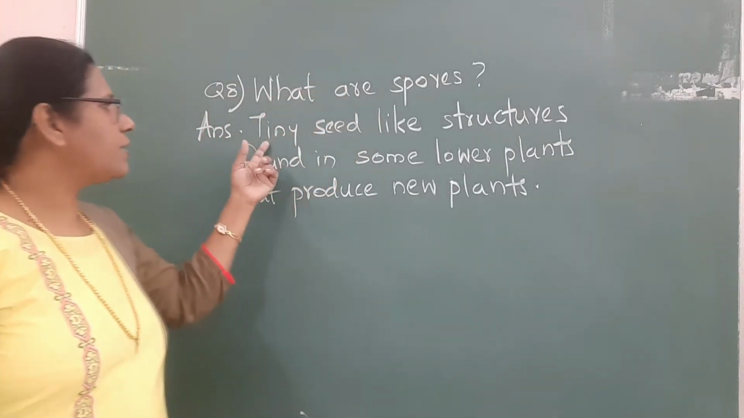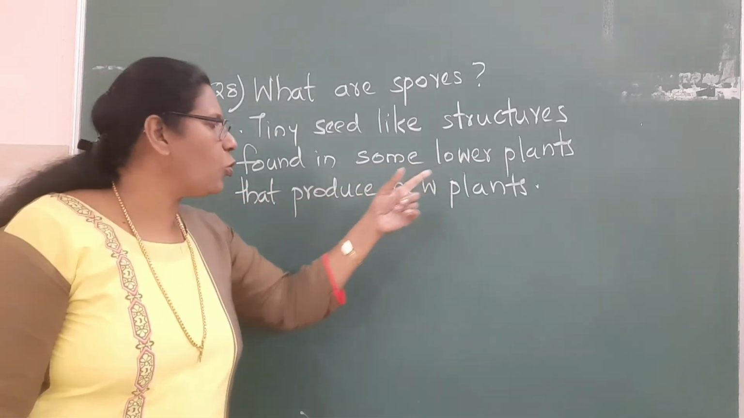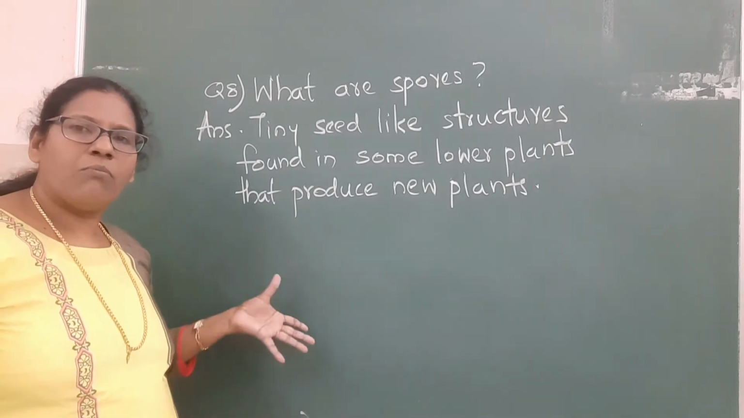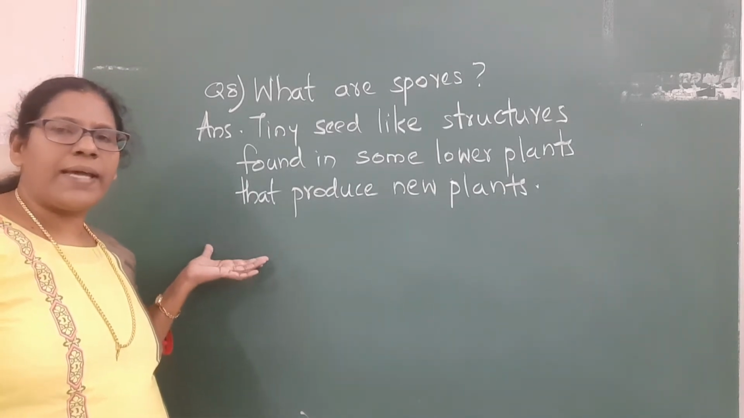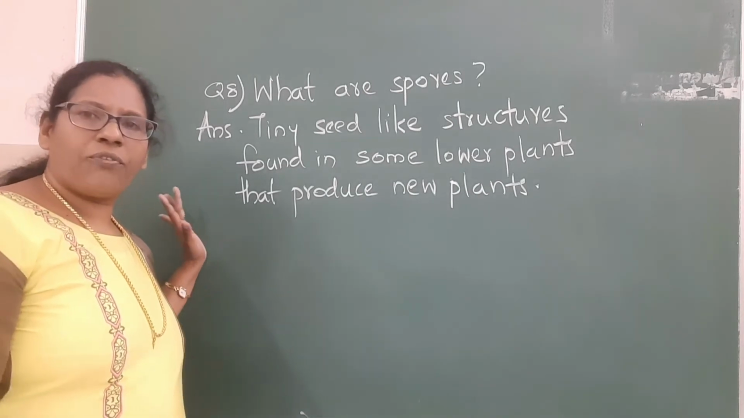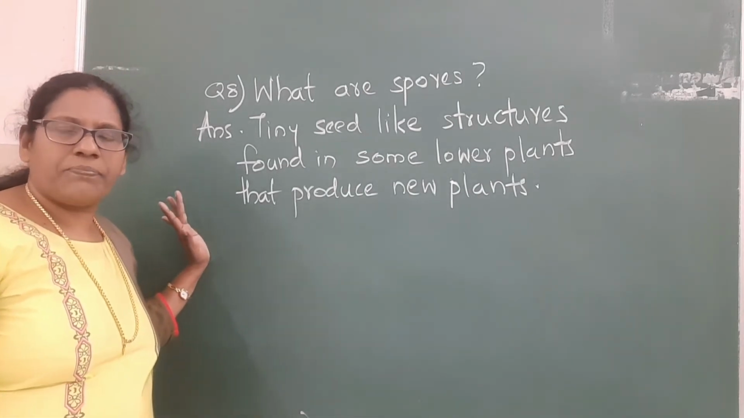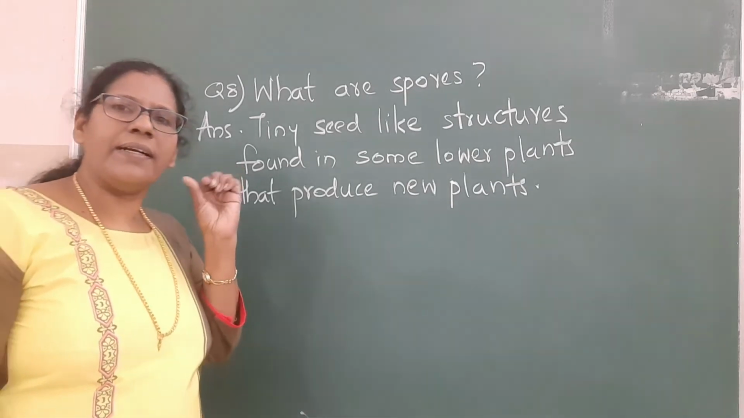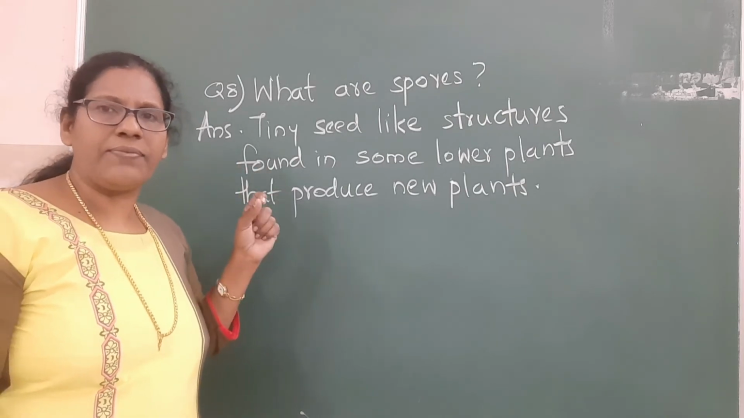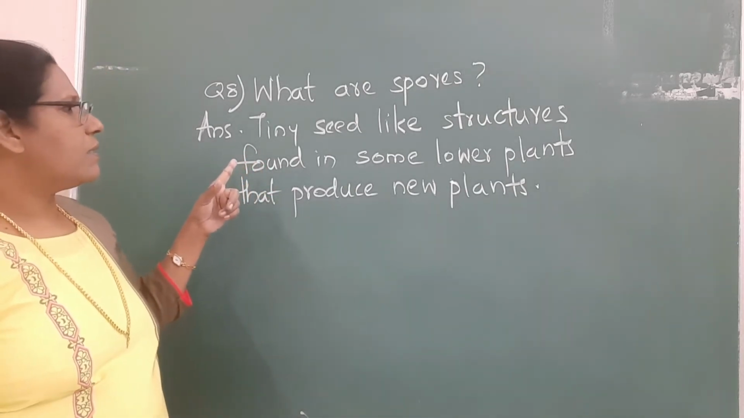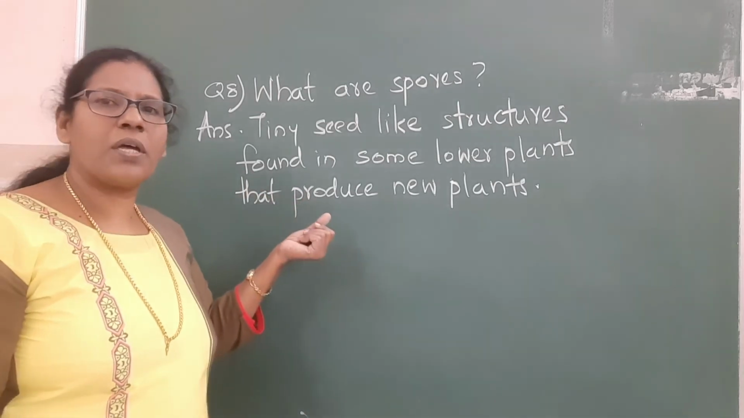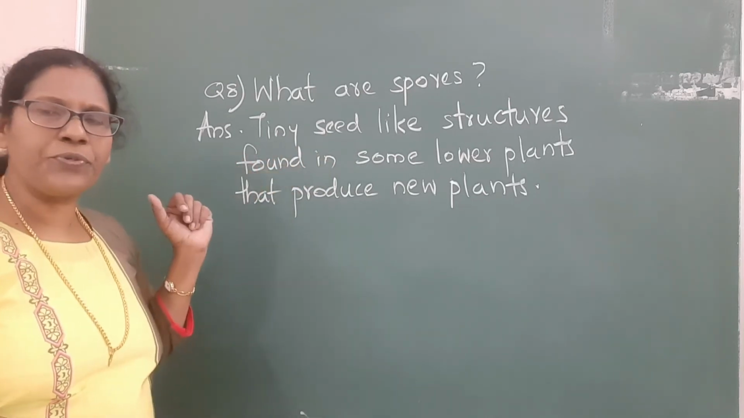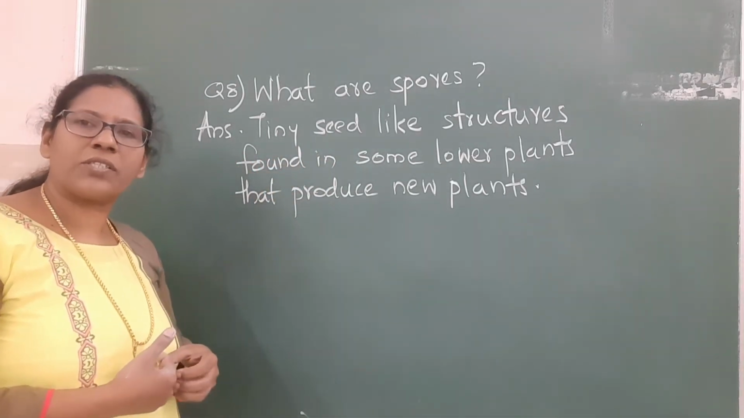Number 8. What are spores? Tiny seed-like structures found in some lower plants that produce new plants. Example, moss and fern. These plants have no flower, fruit or seeds. On their leaves, there are tiny seed-like structures. These produce new plants from this seed-like structure that is called spores. From these spores, the new plants grow.